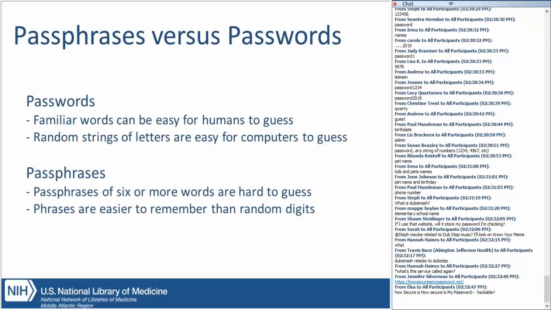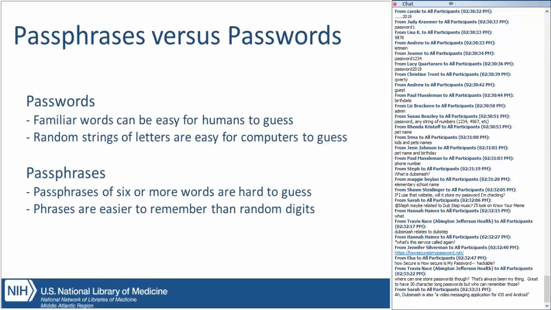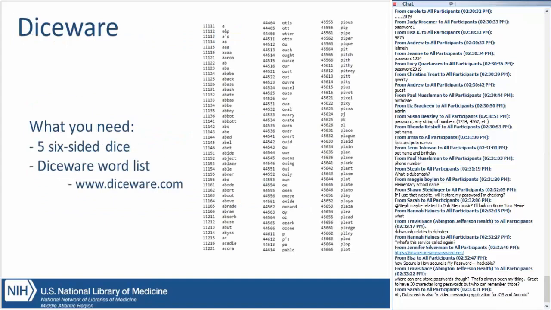So random strings of letters are relatively easy for computer programs to figure out. And passphrases of 6 or more words are very hard for computers to crack. And they're easier to remember than random strings of letters and numbers. In other words, a passphrase is just a secure type of password. We know based on tests of password cracking software that long random passphrases are strongest, and we also know that 1, it's really hard to remember long strings of random characters, and 2, humans are pretty bad at faking randomness.